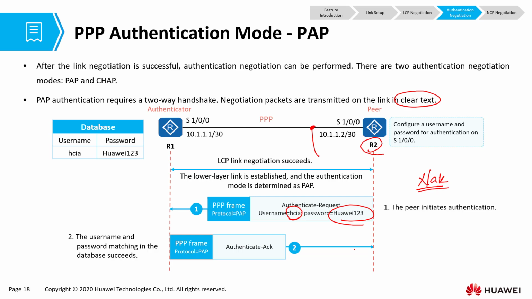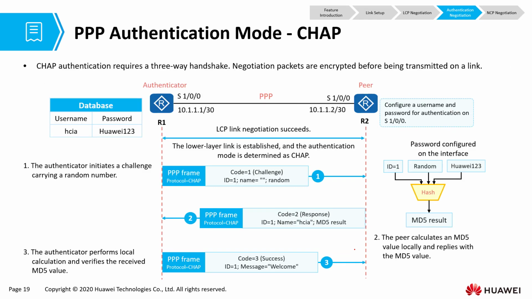It is not secure. A better authentication protocol that PPP supports is challenge handshake authentication protocol. Now, when we use CHAP, after our link control protocol negotiation is complete, the authenticator will require the peer to use CHAP for authentication. Now, CHAP, unlike PAP, uses 3 packet exchanges. And the process is simple, as illustrated here.